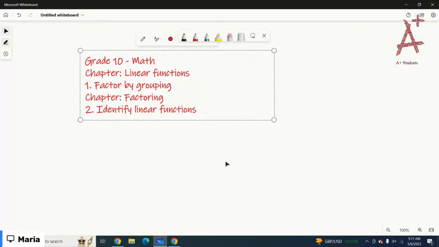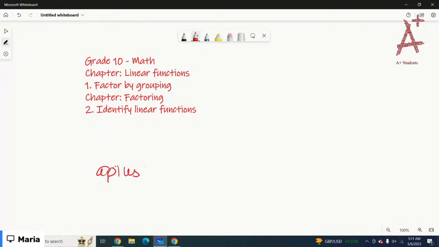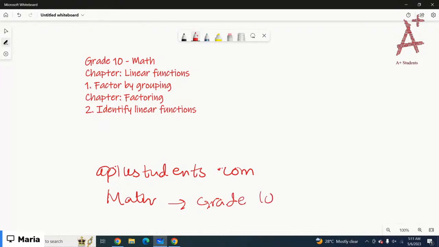So you can find all the lessons on aplusstudents.com. You have to log in there using your email address, and the password is provided by the administrator. Then you have to select math from the subject tab. Scroll down to grade 10 and then click on view all lessons. There you can find a list of the chapters.